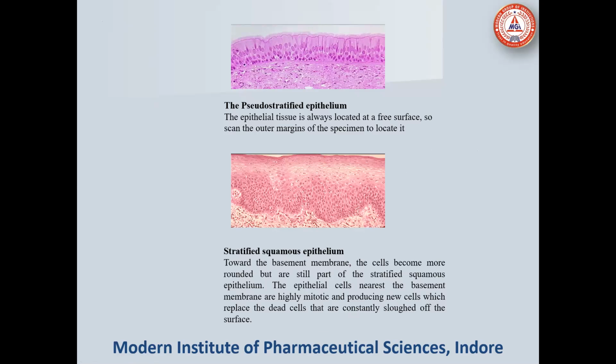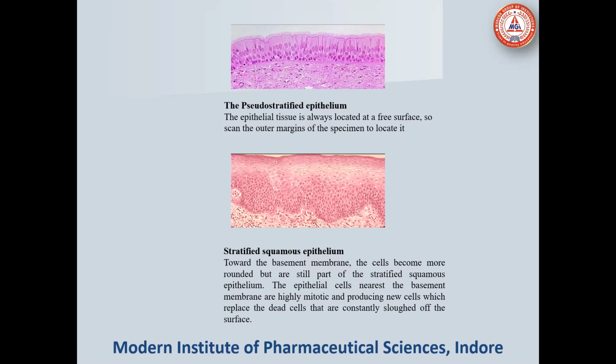Next, the pseudo-stratified epithelium cell. The pseudo-stratified epithelium tissue is always located at the free surface. So, scan the outer margin of the specimen to locate it, because it is always present at the free surface.